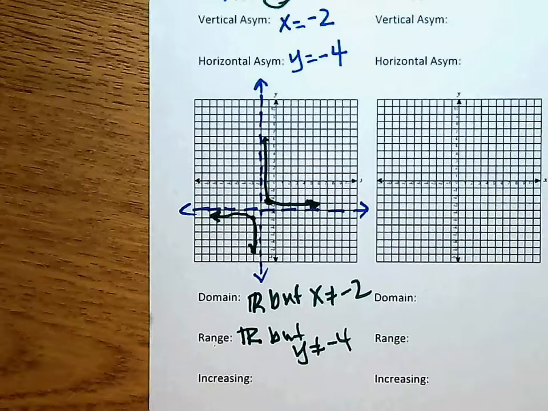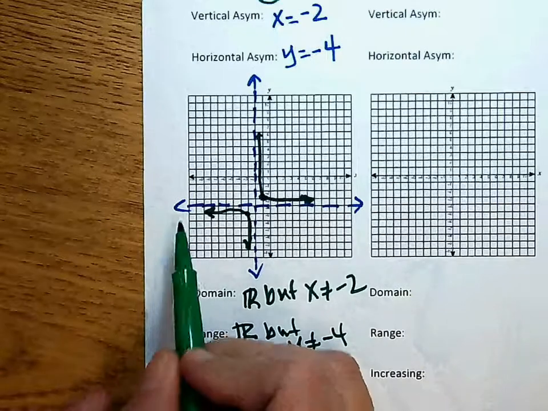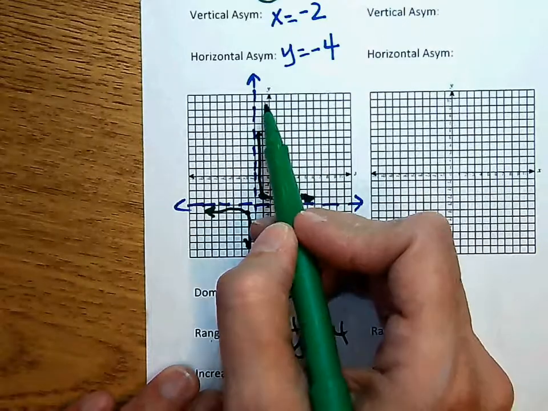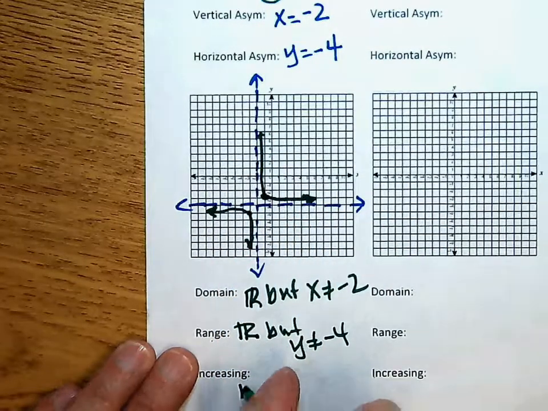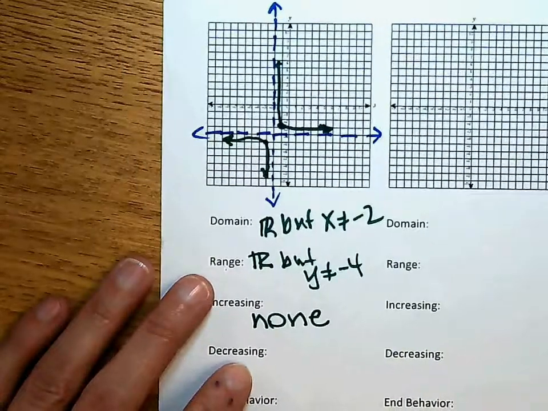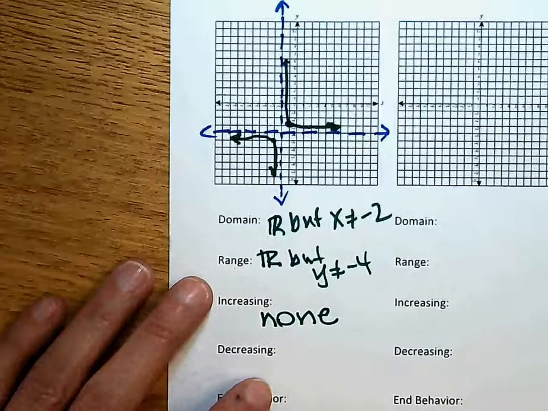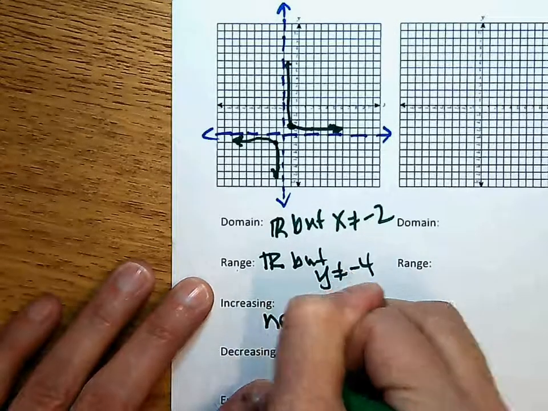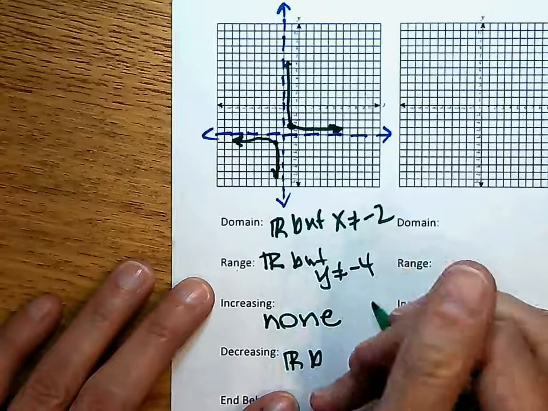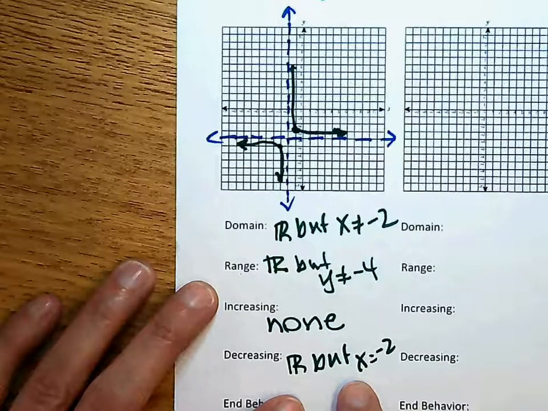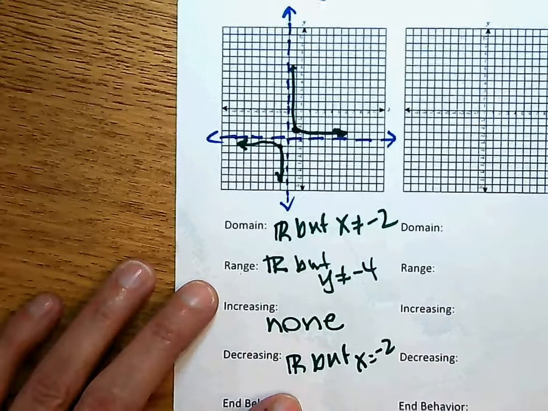Okay. Your increasing and your decreasing is working exactly the same way here. So when I'm coming this way, is this graph increasing or decreasing? Decreasing, even if it freaks out and jumps up. So there is no increasing interval. You can write none or you can write no increasing interval. It's decreasing. All reals but what? It's where the x can't equal, right? So all reals, but x cannot equal -2. Wow, it looks just like your domain, doesn't it?